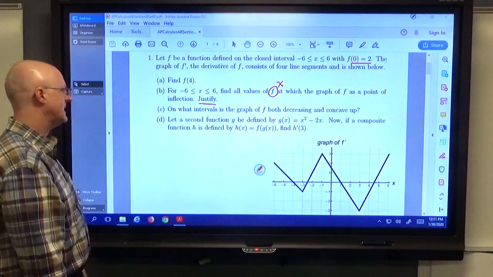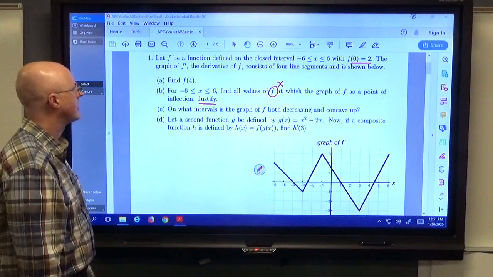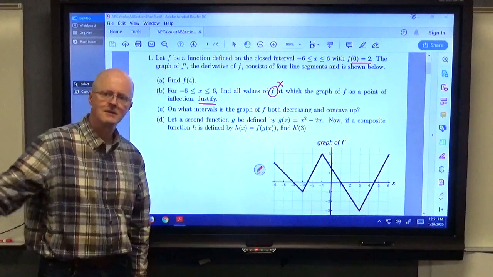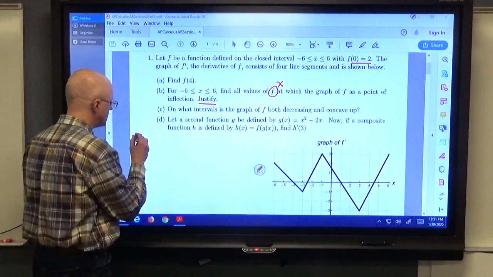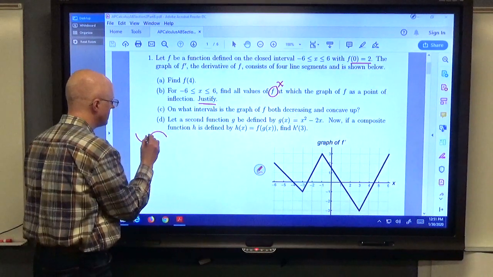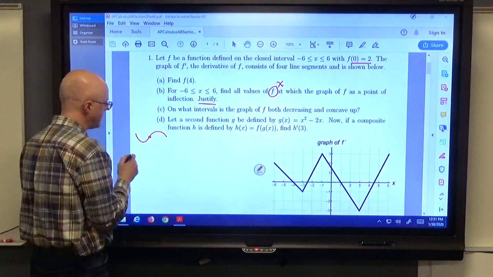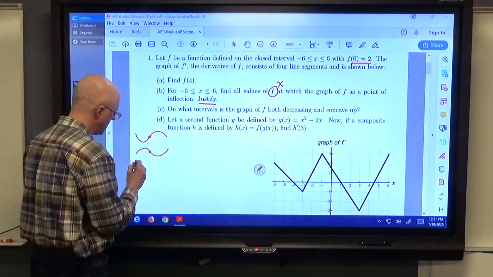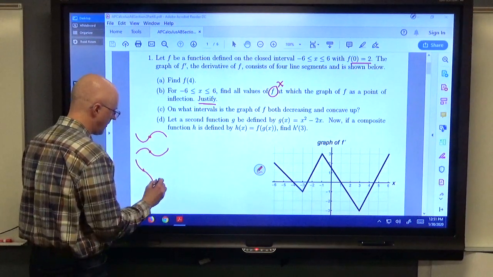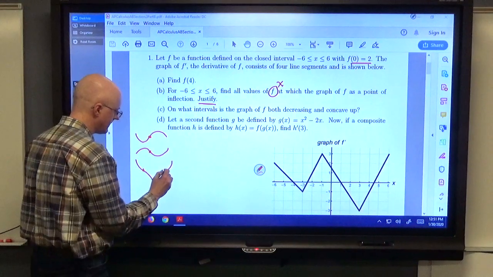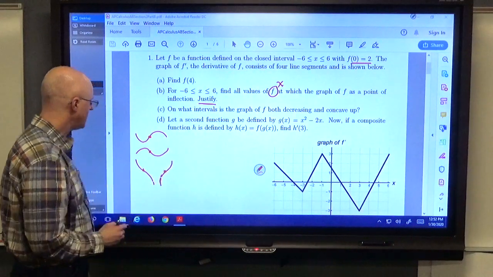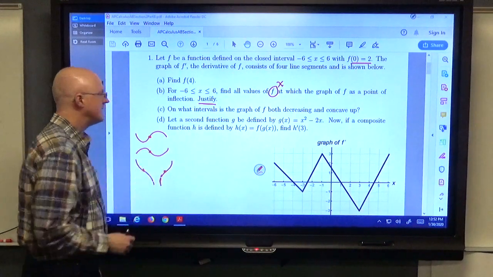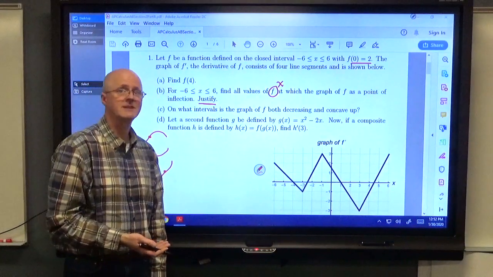What kind of reason can we give here? What are we looking for? When do you have a point of inflection? A point of inflection, again, is when you change your concavity. Concave up to concave down like this, or like this. Or it could be like this, right there, or it could be like this, right here. Any way you slice it, the sign of the second derivative is changing.